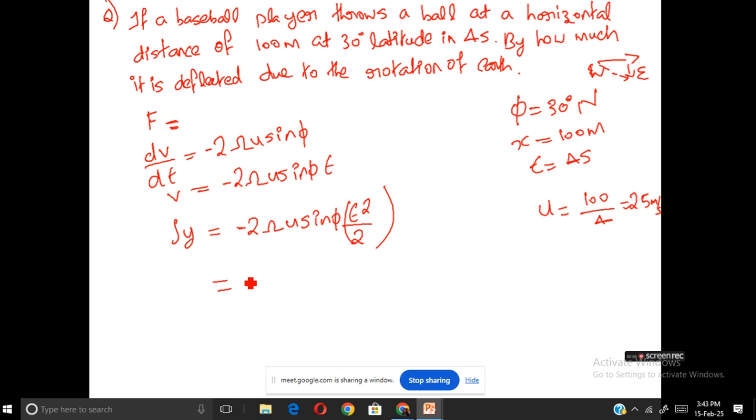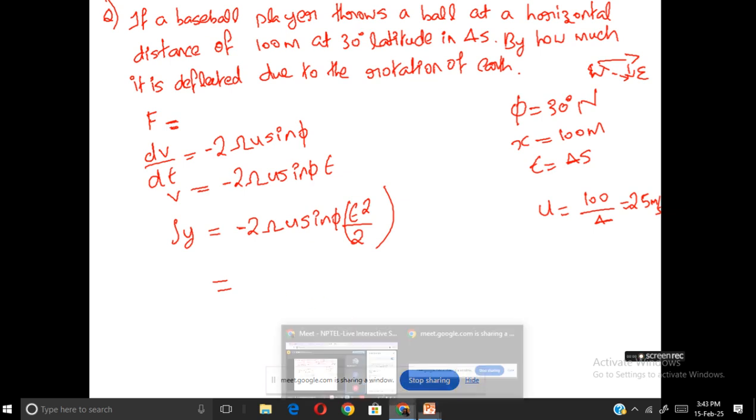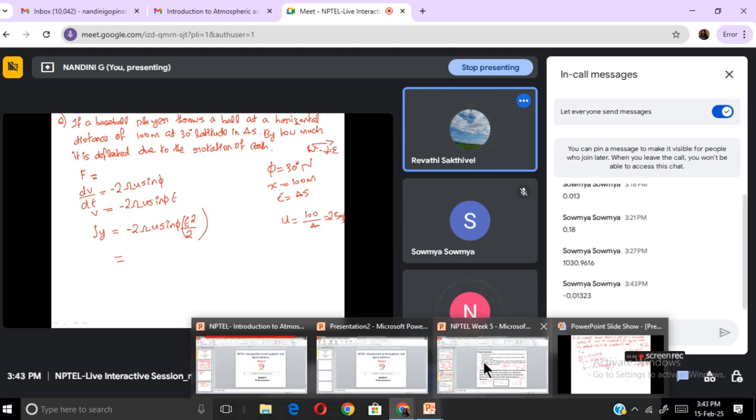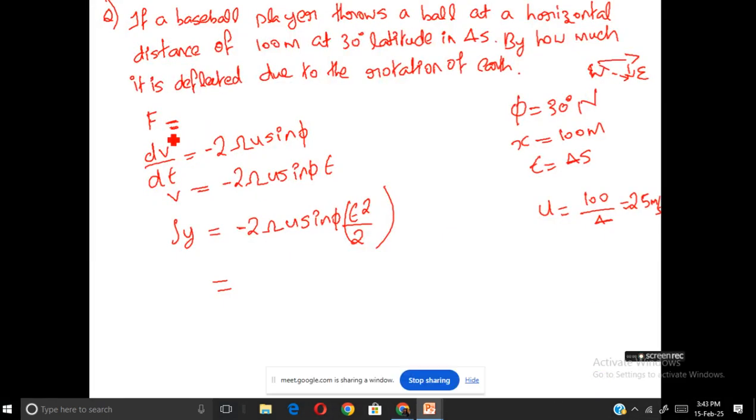How much did you get? Minus 0.014, yes, minus 0.014 meter, which is approximately minus 1.4 centimeter. So I just want to tell you that in this case, we saw the following.